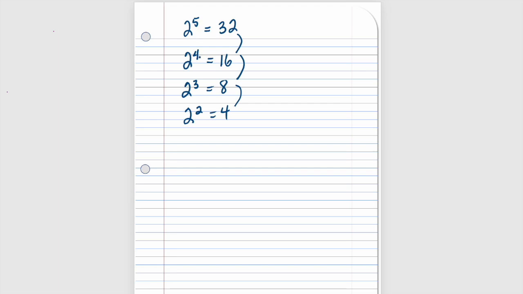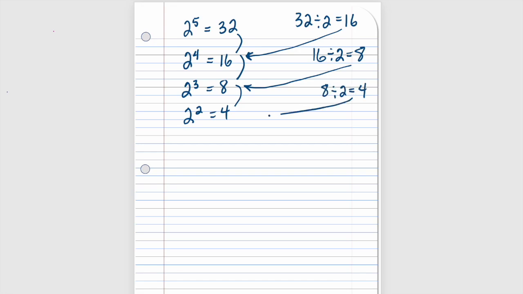When we have a pattern starting to develop here, we can rely on that. Each time we decrease the exponent by 1, we're actually dividing the value by 2. 32 divided by 2 gave us the 16 right there. And then 16 divided by 2 gave us the 8. And 8 divided by 2 gave us the 4. And therefore, 2 to the 1 would be 4 divided by 2, which is 2. And 2 to the 0 would be 2 divided by 2, which is 1. And you might remember that anything to the 0 is 1.